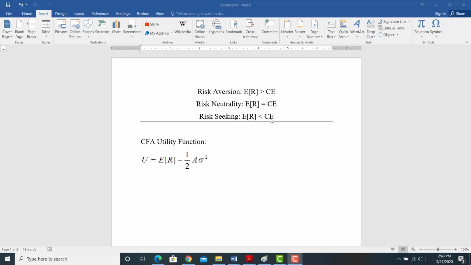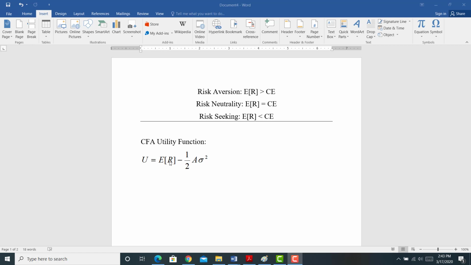However, we're going to talk about this utility function that the CFA has on its exam. The CFA utility function: the utility of an investor is the expected return minus 1/2 A times sigma squared. Okay, everything has been defined here except A. We'll call A the coefficient of risk aversion. We'll assume that all people have some level of risk aversion, so we'll assume that A is positive, or at least non-negative. Okay, we'll assume that it's positive.